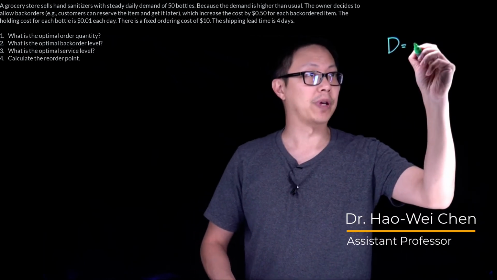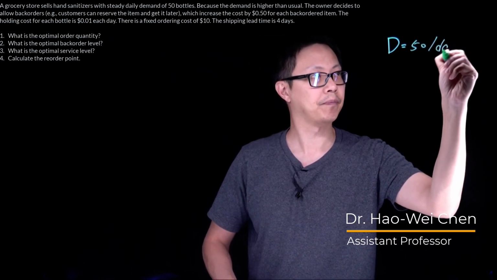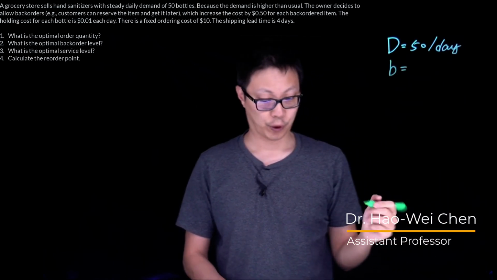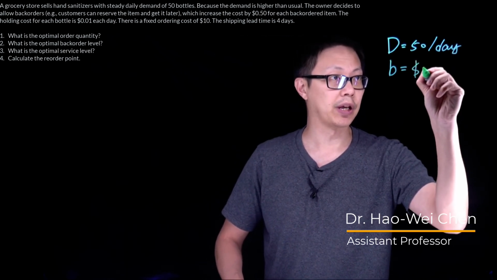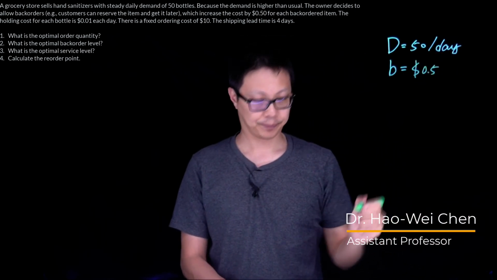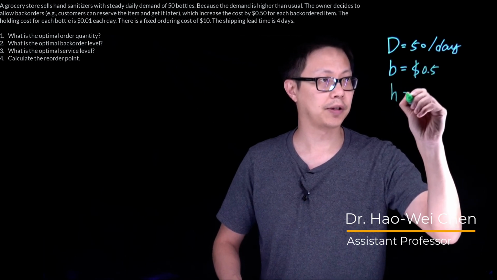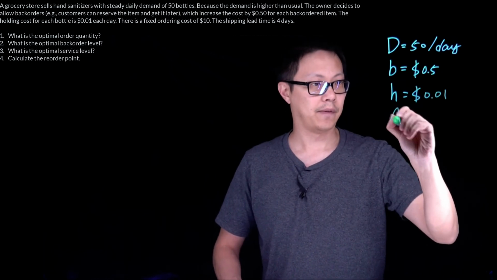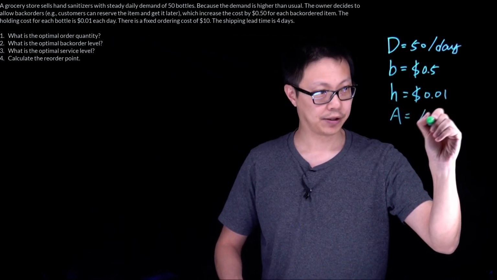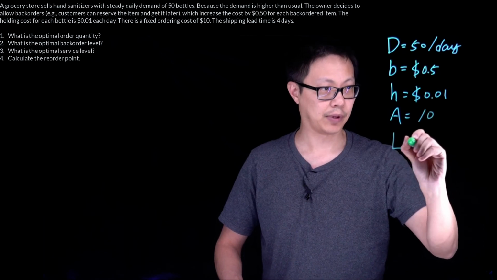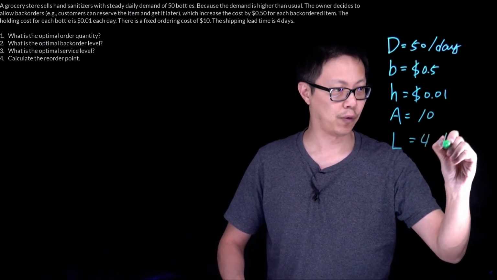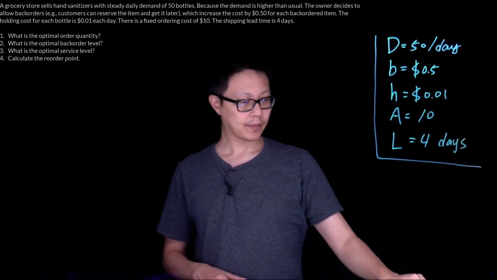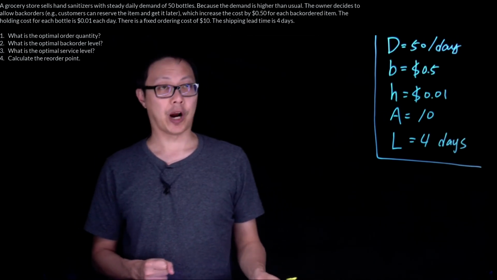The demand will be 50 per day. We also have the back order cost, we call it B, and it will be 50 cents. We also have holding cost, which will be 1 cent. The fixed order cost will be $10. The lead time is equal to 4 days. Okay? Then we can start to work on the problem.